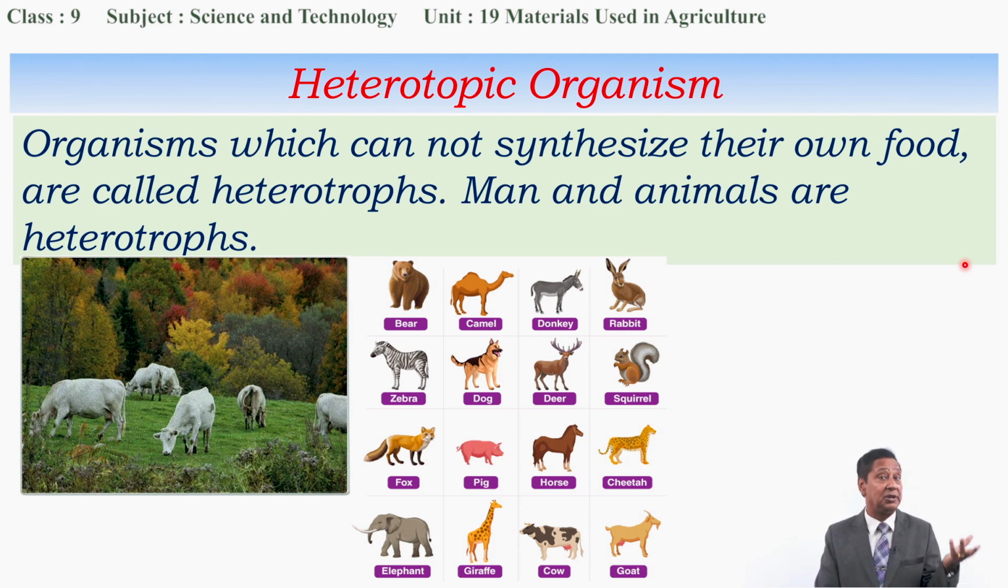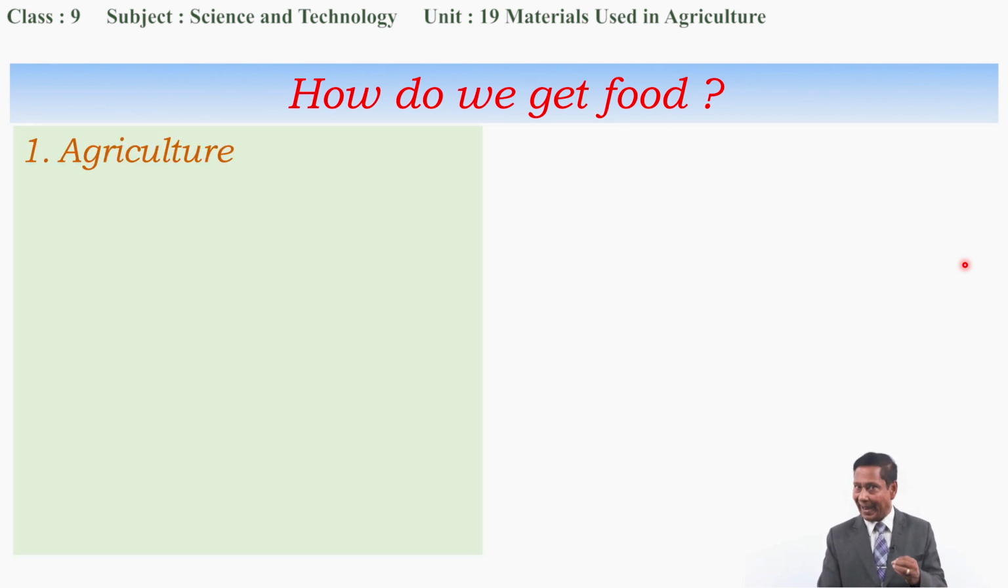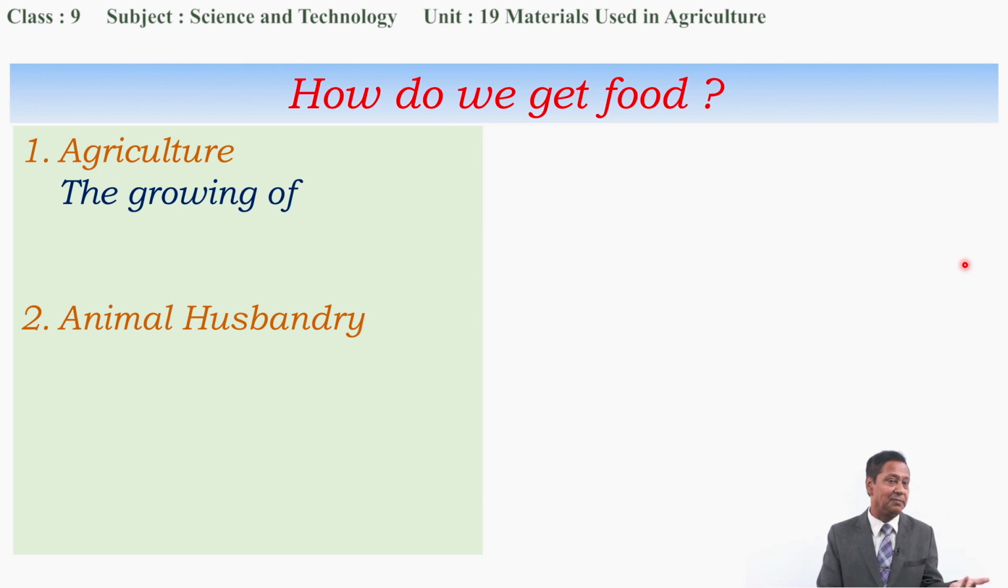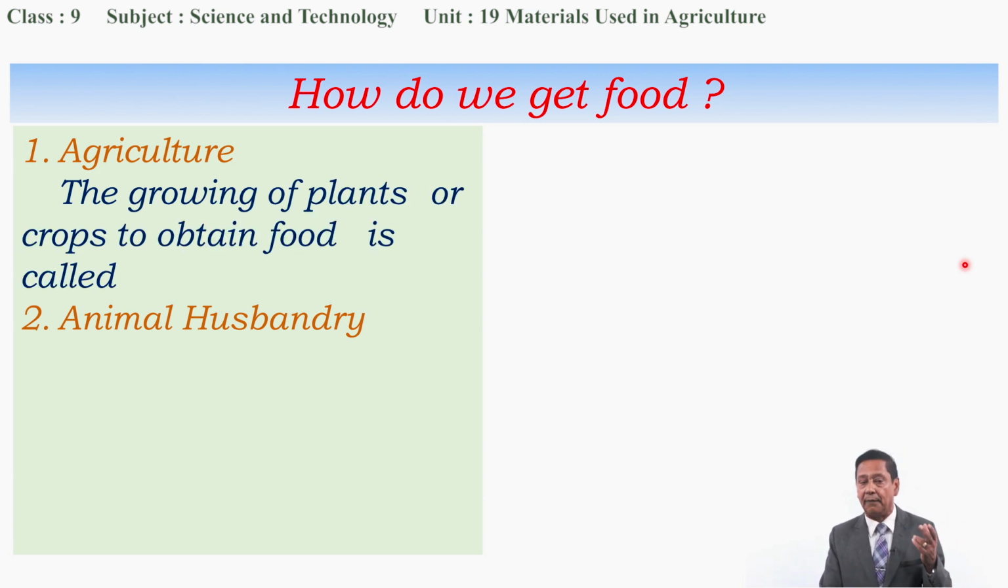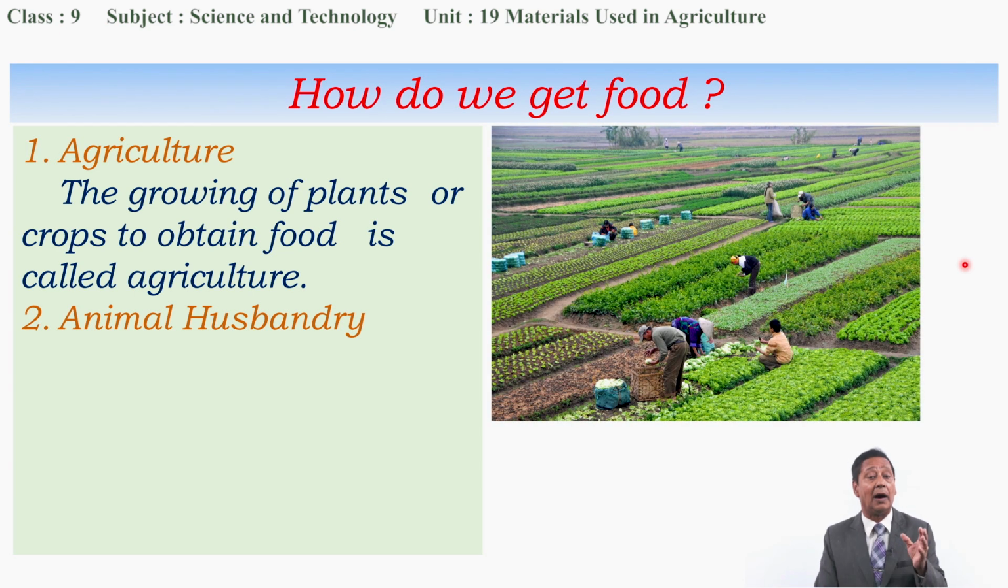But what about the human? How do we get food? There are two major methods of getting food. One is agriculture and another is animal husbandry. What is agriculture? In a very simple way, we can say that the growing of plants or crops to obtain food is called agriculture. We do this in the field, and these are the farmers who are dependent on agriculture, and they get crops from their field and they can get the food.